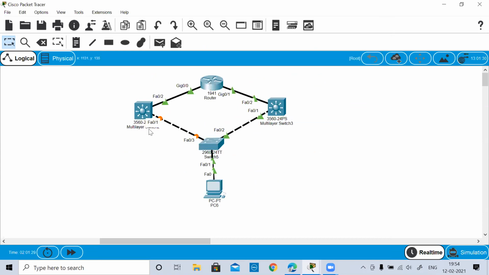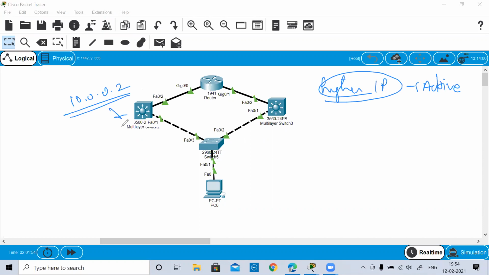Okay, because it is in that STP process. So even if this link comes up, you will not find that this will go, because out of these two IPs, ideally the one with the higher IP is considered to become the active router. The highest IP will become the active router. But initially in this case, you must have seen that 10.0.0.2 became the active one, and this was in standby. Now what will happen?